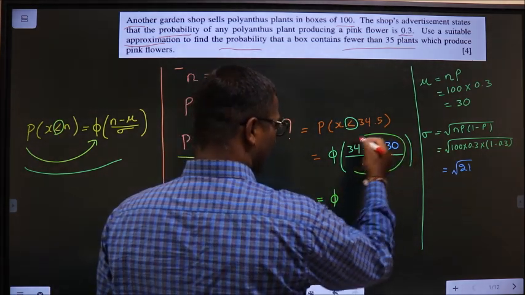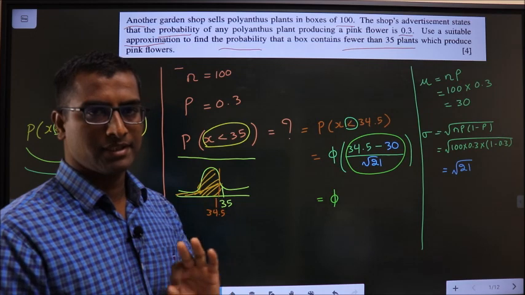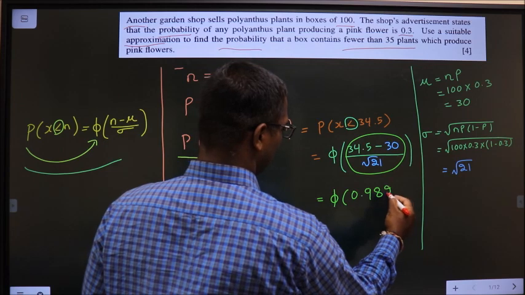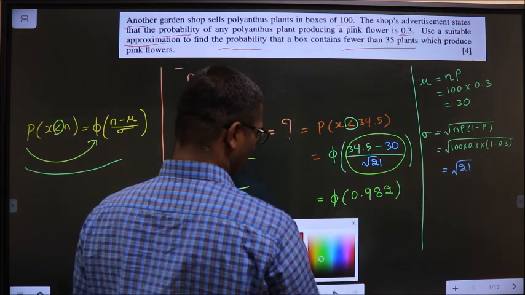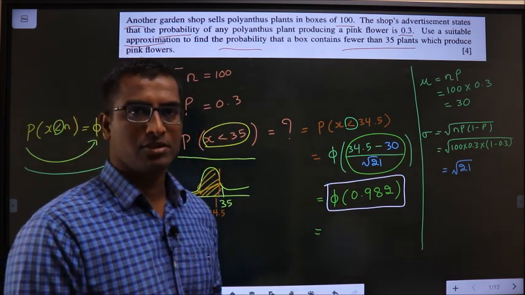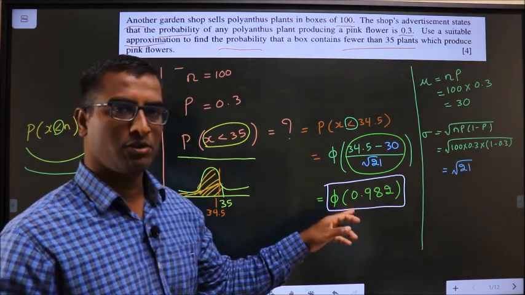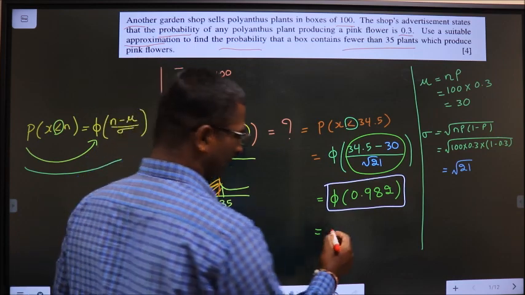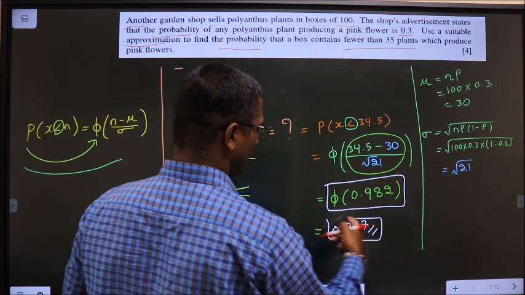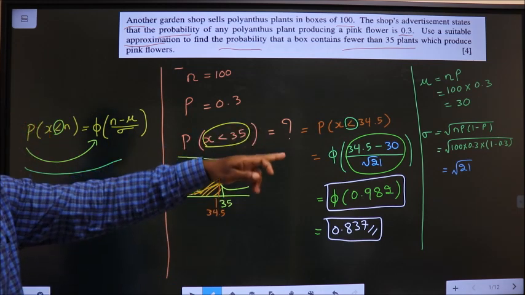Now put this at once in the calculator and take it up to 3 decimal places. You should get 0.982. Now you will get this value from the normal distribution table. If you have any doubts in using the normal distribution table, look at the playlist given in the description. So this value you should get to be 0.837. So this is our answer. Is it clear? The correction, finding mean and standard deviation.